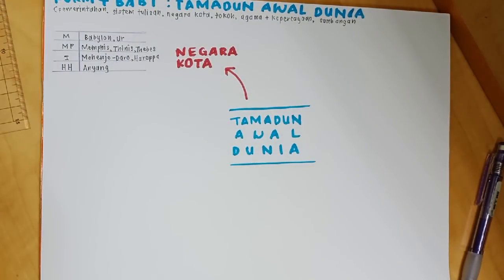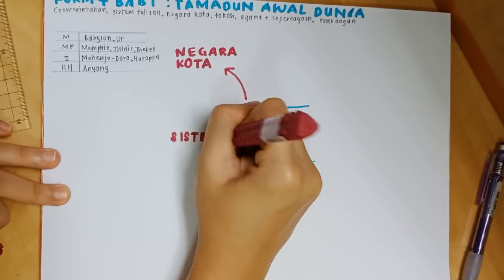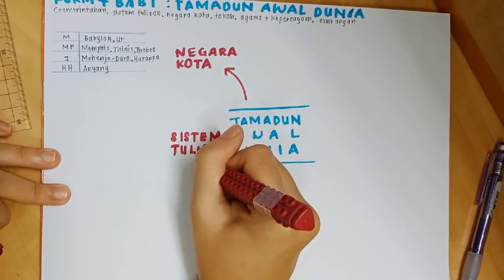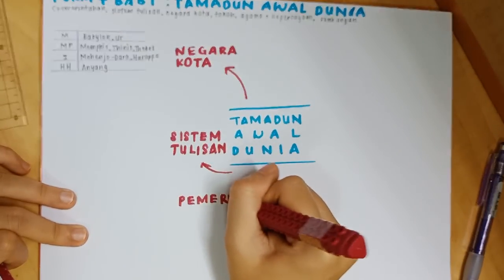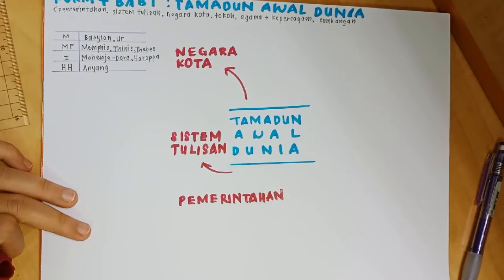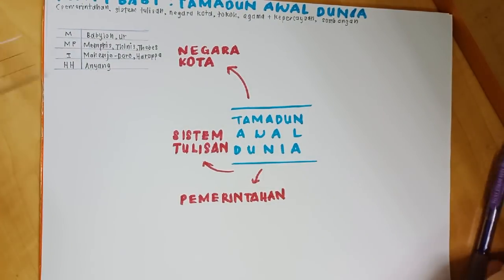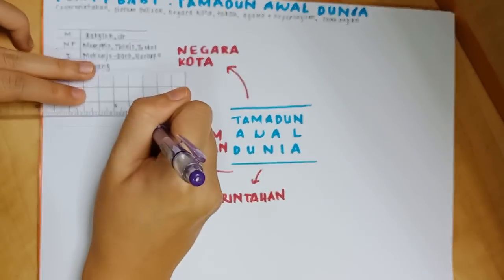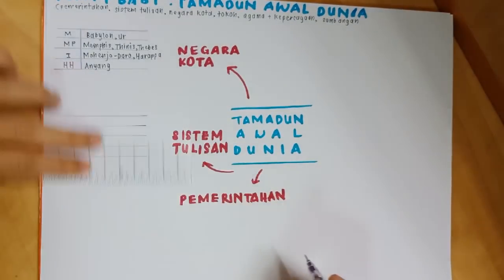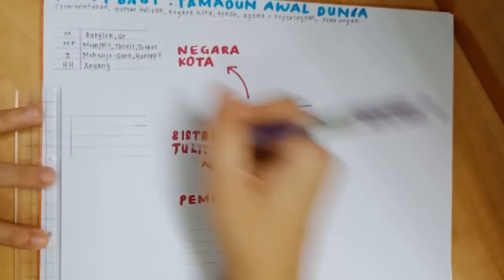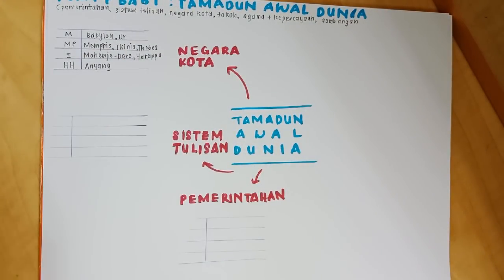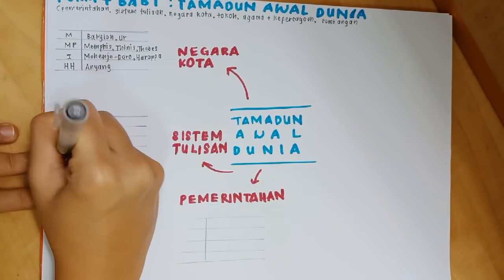So for Negara Kota, under Mesopotamia, we have Babylon and Ur. For Mesir Purba, we have Memphis, Tinis, Thebes. For Indus, we have Mohenjo-daro and Harappa. For Huang Ho, that's Anyang. And then I'm branching off with the second and third thing which we are covering today, which are Sistem Tulisan and Pemerintahan. So I'm drawing tables again to categorize Sistem Tulisan and Pemerintahan.